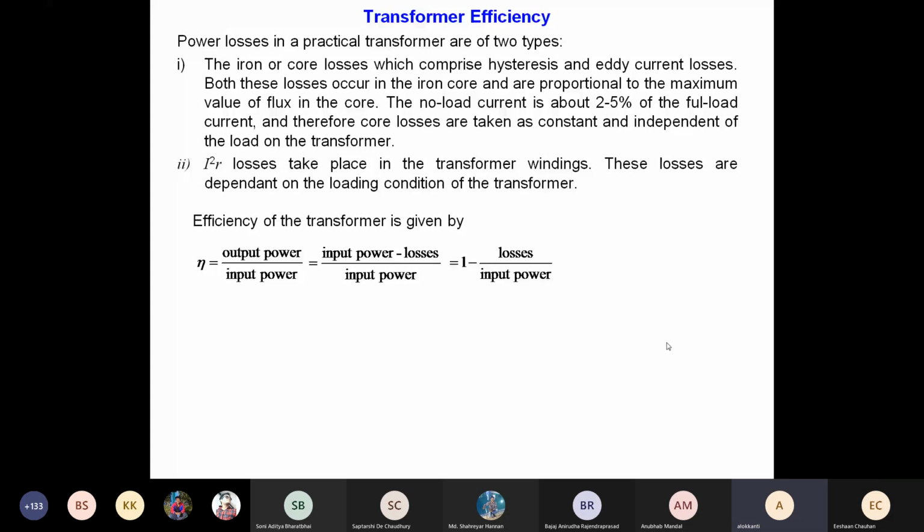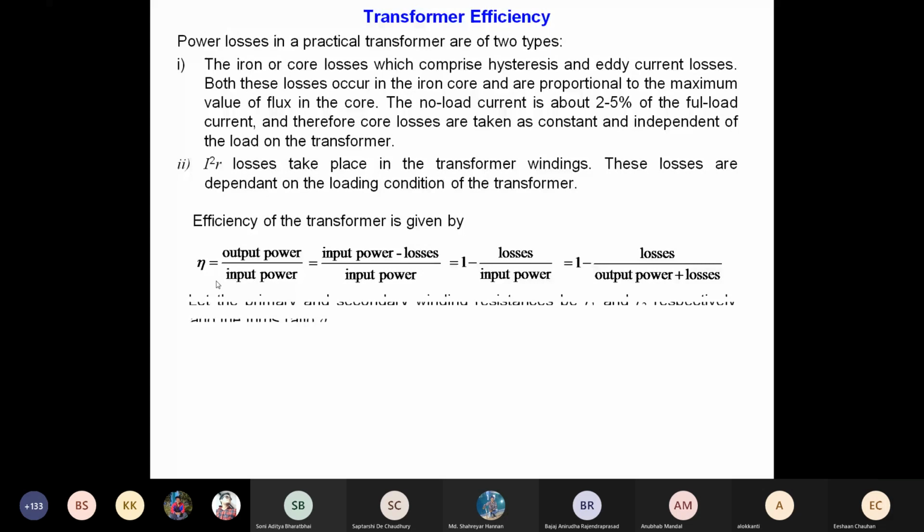Efficiency is usually denoted by the symbol eta. All of you know alpha, beta, gamma. So this is eta, which denotes efficiency and is equal to output by input. As I just told, if your output power is known, then your input power is nothing but output power plus losses. These are the different ways of calculating the efficiency.